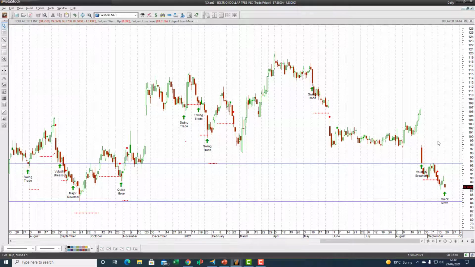Now, a quick move is a quick 3-day trade, 3 to 4 days. So that's the upside potential there. I doubted whether a quick move signal would give an entire move up to that level.